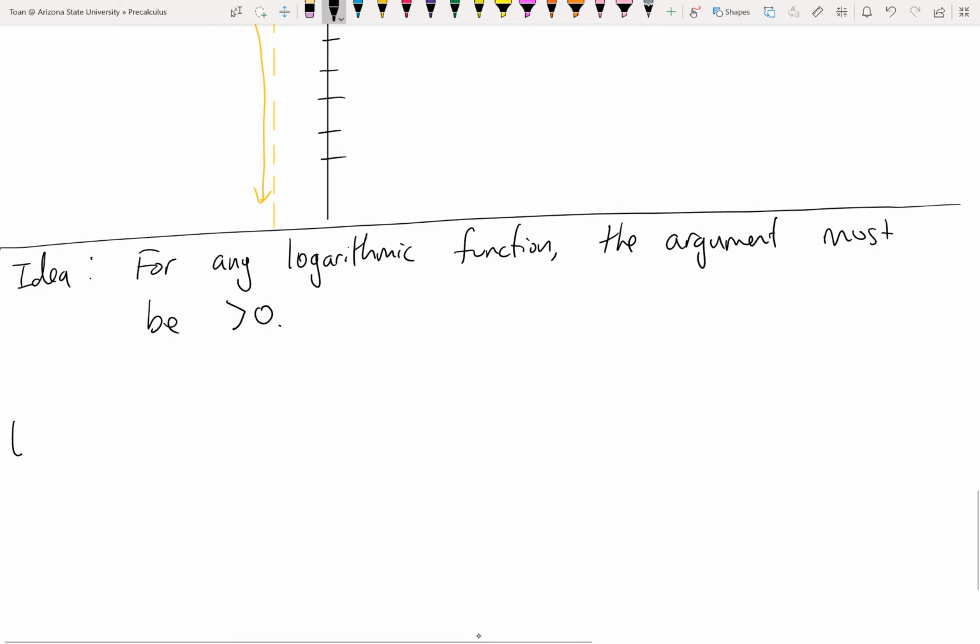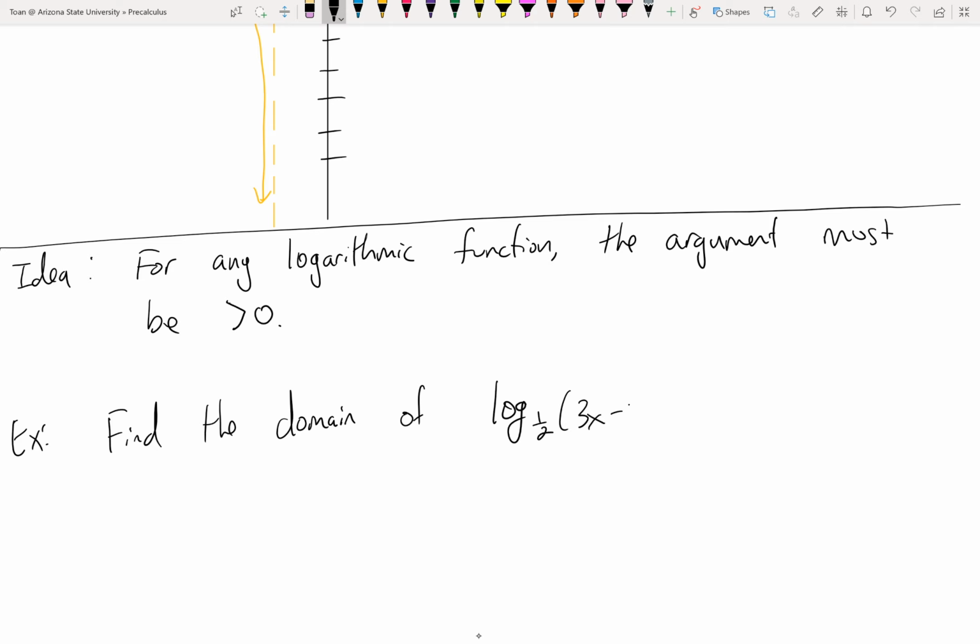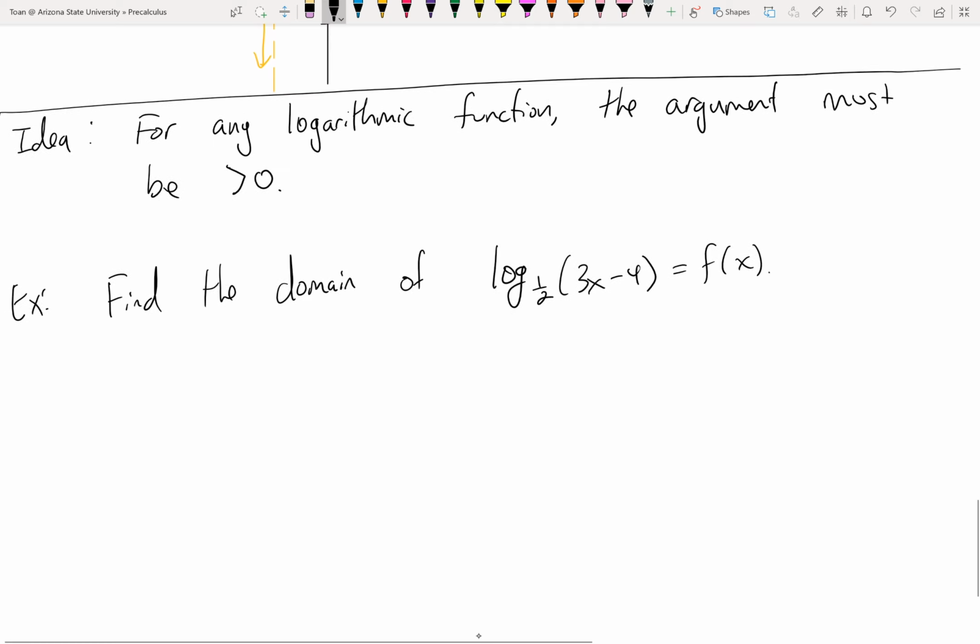So for example, if I ask you to find the domain of f(x) = log base, heck, I'll even do fractionals here, log base 1/2 of (3x - 4). It doesn't matter what the base is as long as it's the normal bases that we work with. If it comes to logarithmic functions, the idea is the stuff inside of a log cannot be negative and it cannot be 0.